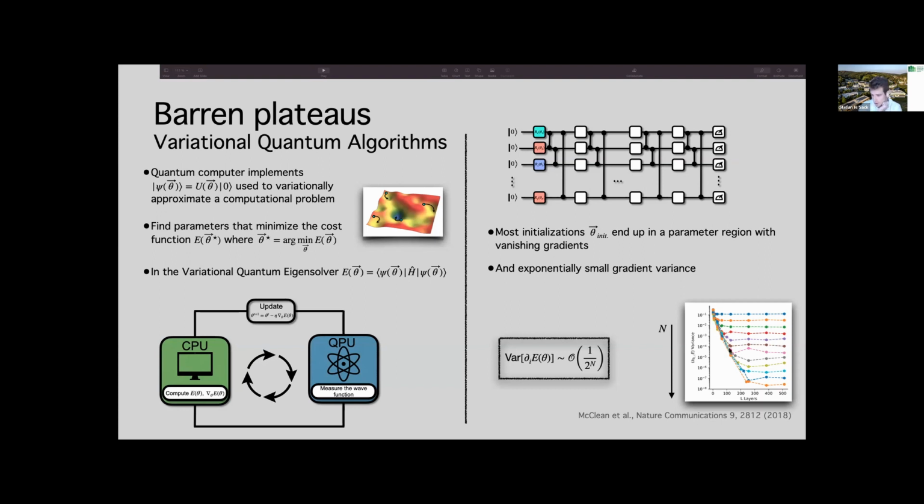And you can see this numerically here on the right, where they considered here on the x-axis the number of layers, so how many times you apply this structure, and then on the y-axis you have the gradient variance on a log scale, and the different colors are different system sizes. You see this exponential decrease.